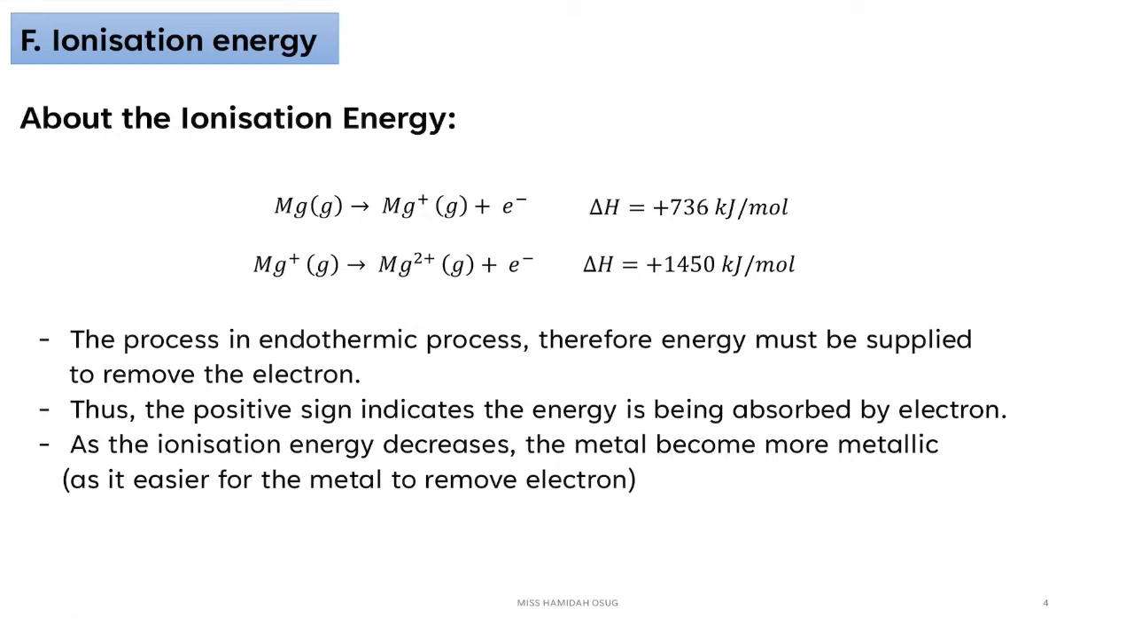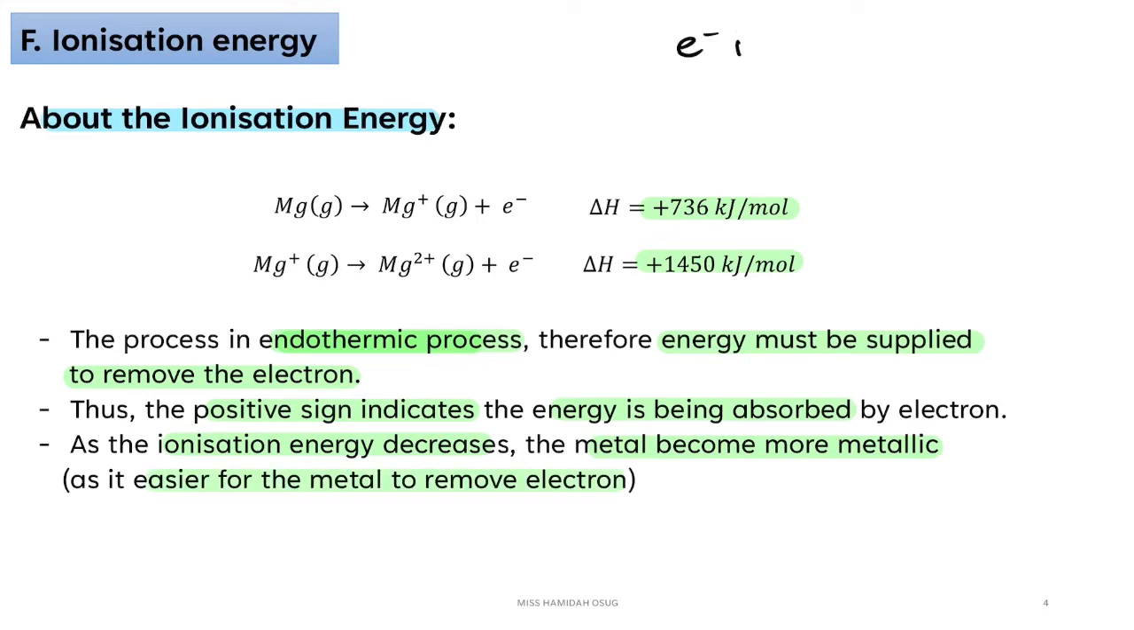So the ionization energy is an endothermic process in which the energy must be supplied so that the electron can be removed. So the sign for the ionization energy is positive, and this indicates that the energy is being absorbed by the electron. As the ionization energy decreases, the metal becomes more metallic.